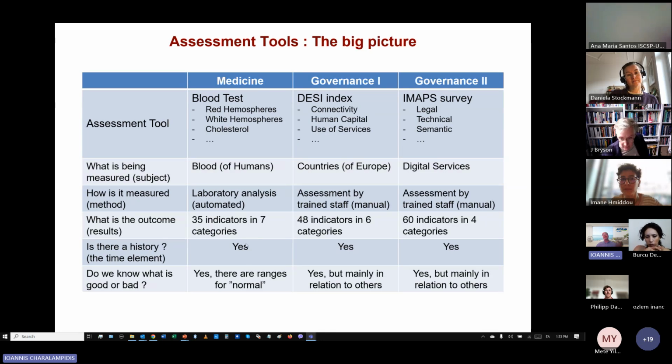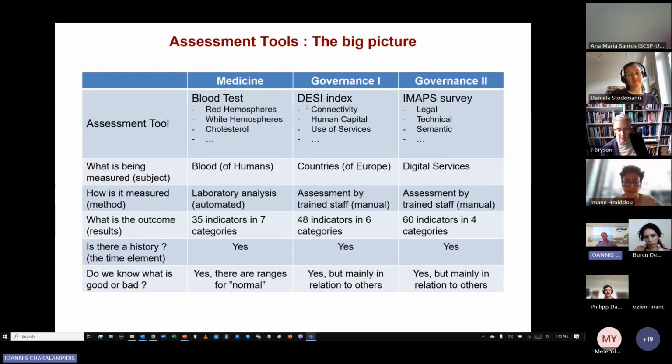Okay, is there a historical element? Of course, because we need to have the sampling at different times, so as to see progress. Do we know what is good or bad? Of course. There are ranges in the blood test, and it says, hemispheres red from this to this number. It is a similar way in which we work with any assessment.